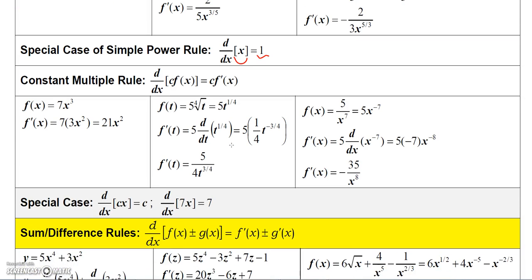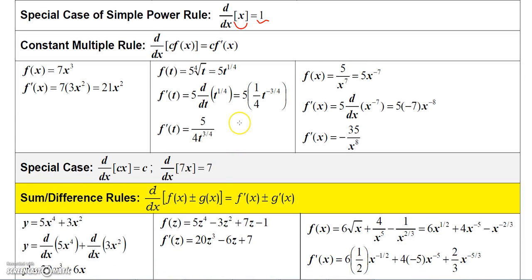Now the next rule is the constant multiple rule. In the constant multiple rule, I'm going to take the derivative of a constant times a function. The derivative of a constant times a function is a constant times the derivative of the function. Let me show you how that works.